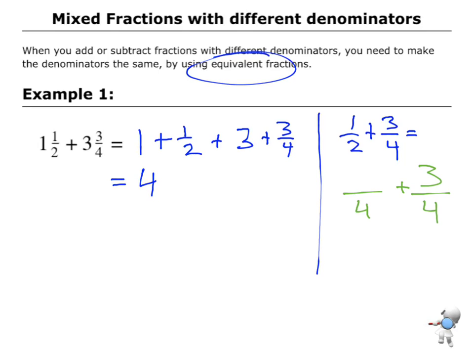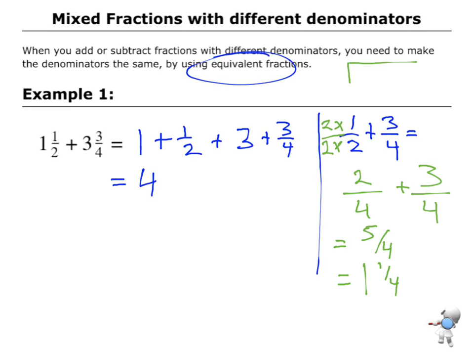So I'm going to leave my 3/4 alone, but I'm going to change the half to quarters. So I need to multiply 2 by 2 to get an answer of 4, and therefore I'm going to multiply 2 on the top line. So that's going to give me 2/4 plus 3/4, and that's the same as 5/4. Now I need to turn that into a mixed fraction, because the question was given as a mixed fraction. I've got to turn this back into that. So 5/4 is the same as 1 whole and 1/4.